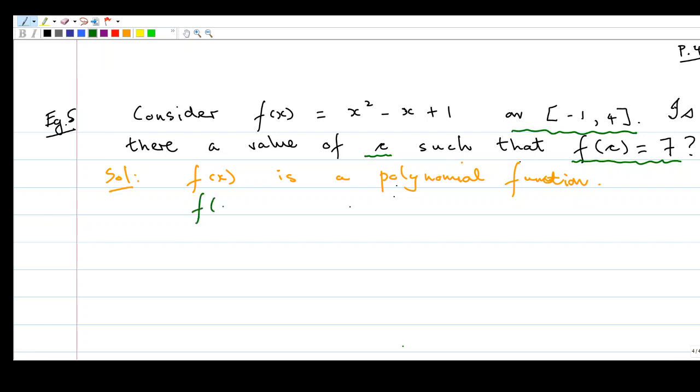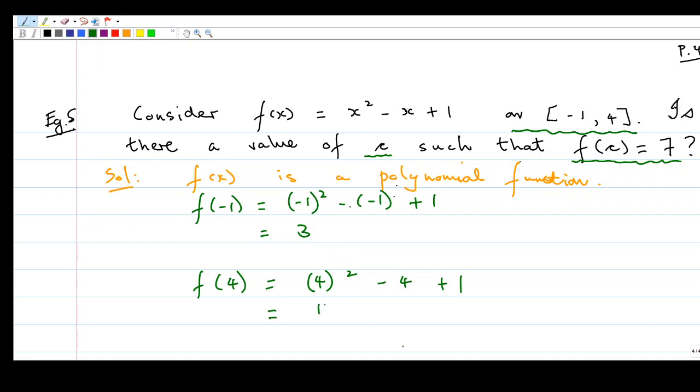So f evaluated at -1 gives us (-1) squared minus (-1) plus 1. So this is equal to 3. And if we take f evaluated at 4, this gives us 4 squared minus 4 plus 1. So that gives us an answer of 13.